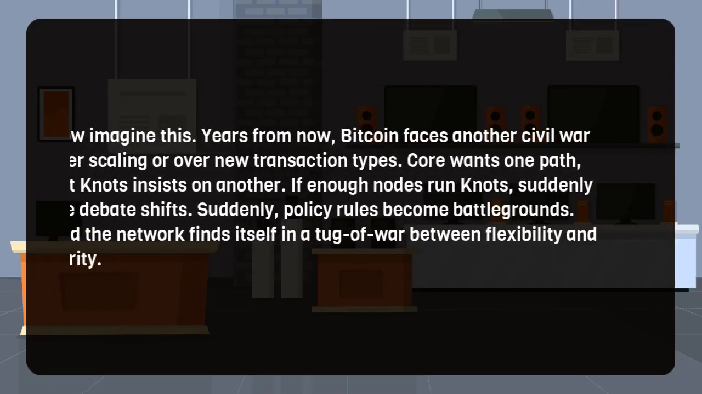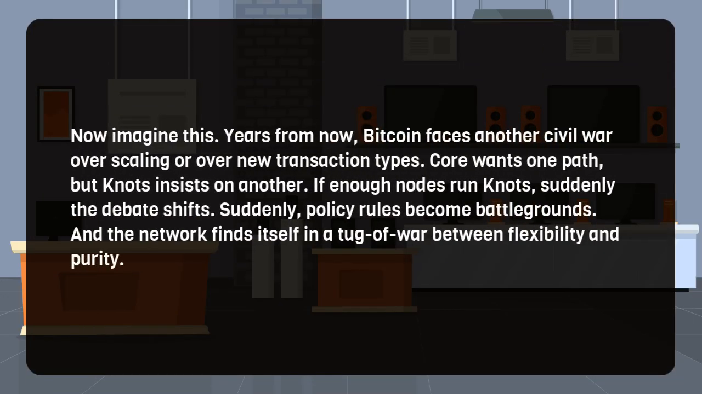Now imagine this. Years from now, Bitcoin faces another civil war over scaling or over new transaction types. Core wants one path, but Knots insists on another. If enough nodes run Knots, suddenly the debate shifts. Suddenly, policy rules become battlegrounds, and the network finds itself in a tug-of-war between flexibility and purity.